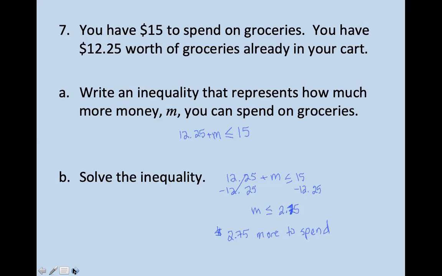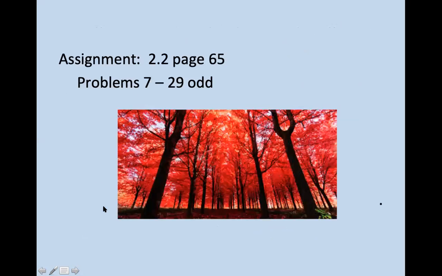Let's look at our next slide. And our next slide is the assignment. So it's 2.2, page 65 in the textbook, and you're to do problems 7 to 29 odd. On today's agenda, I have included the pages from the textbook. There's a link that you'll find. If you go into Schoology, click on today's agenda, and you can complete the assignment. Thanks, good luck.